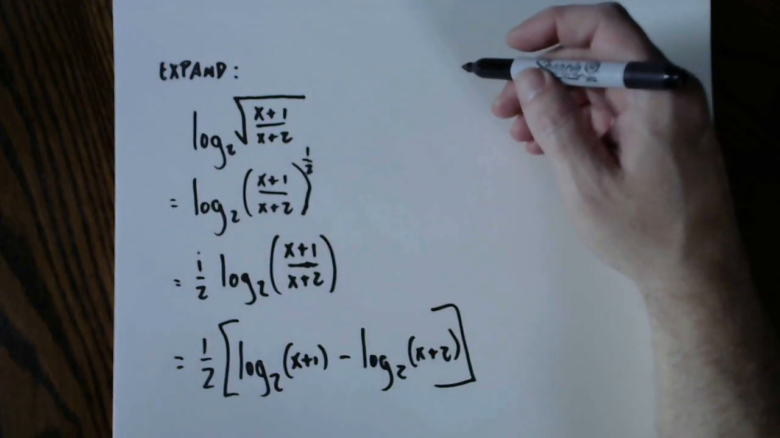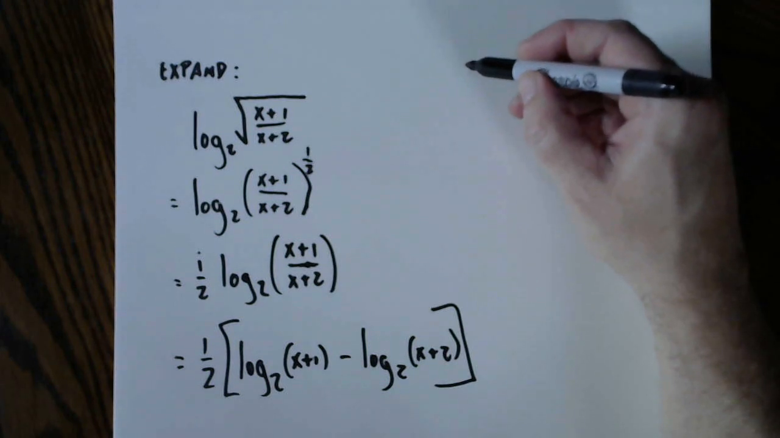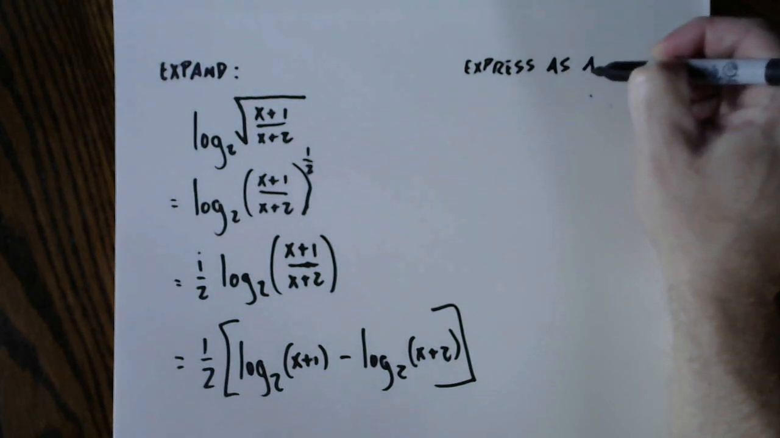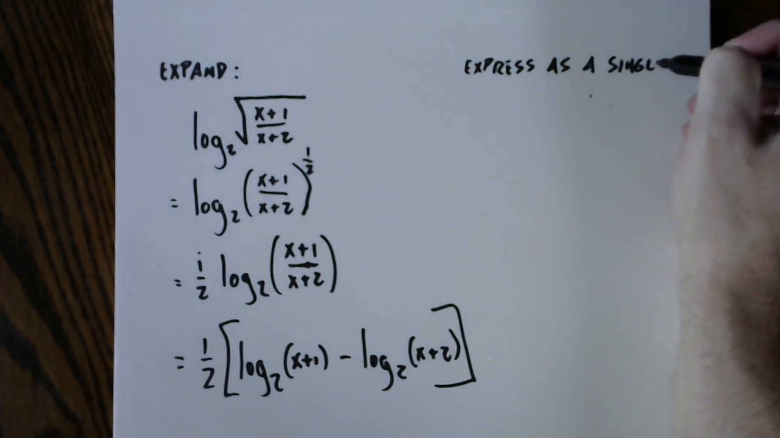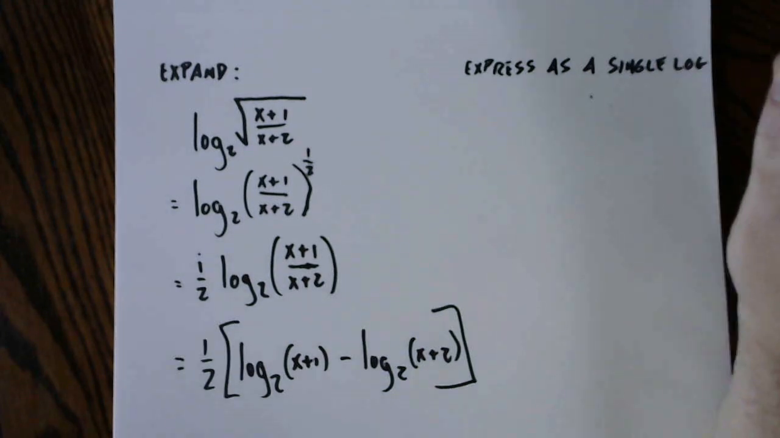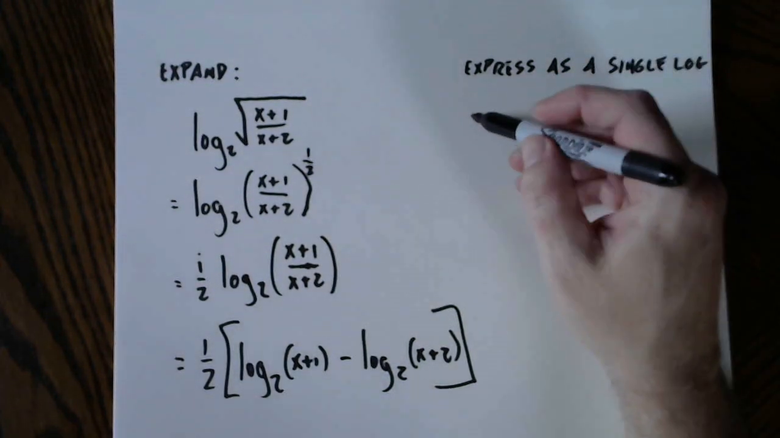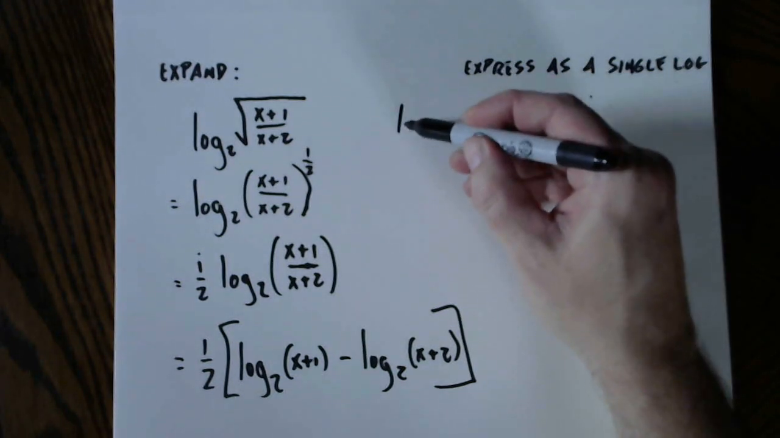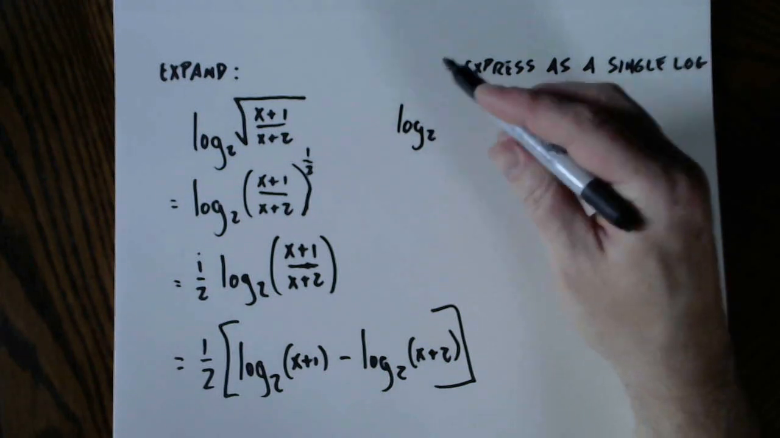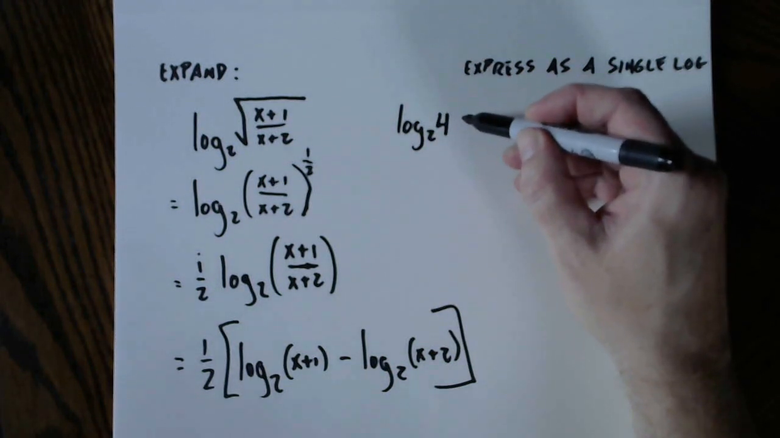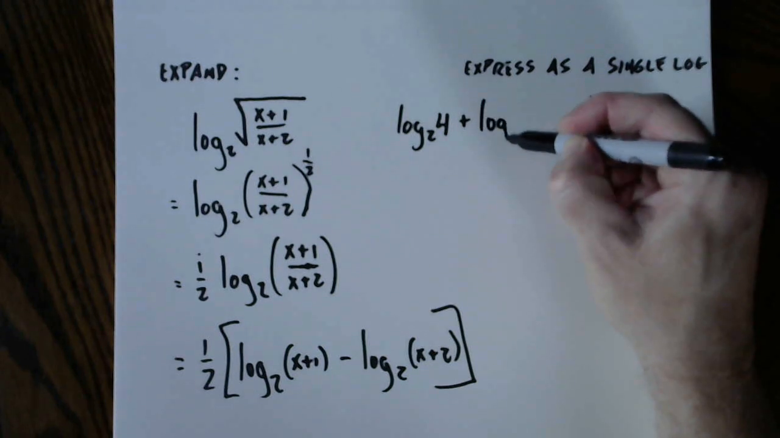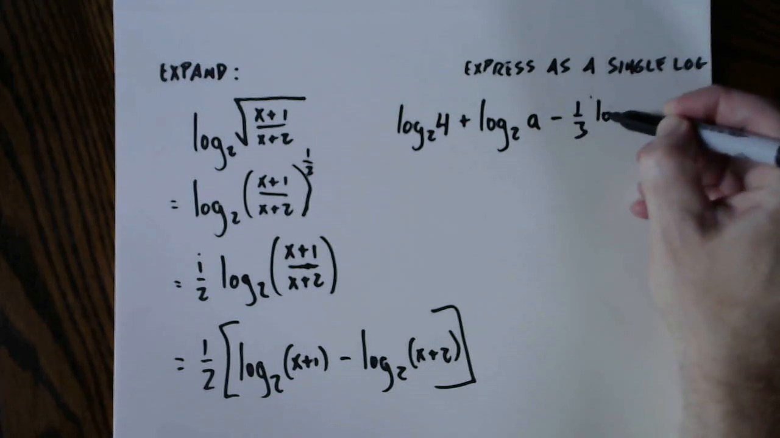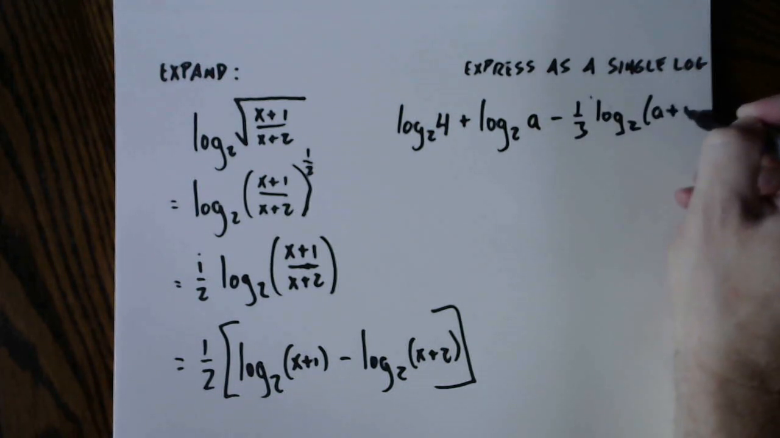What's the opposite of expand? Condense. Express as a single log. So maybe something like this. Let's see. Give myself some room here. Log base 2 of 4 plus log base 2 of a minus 1/3 log base 2. Oh, I want to mention something.